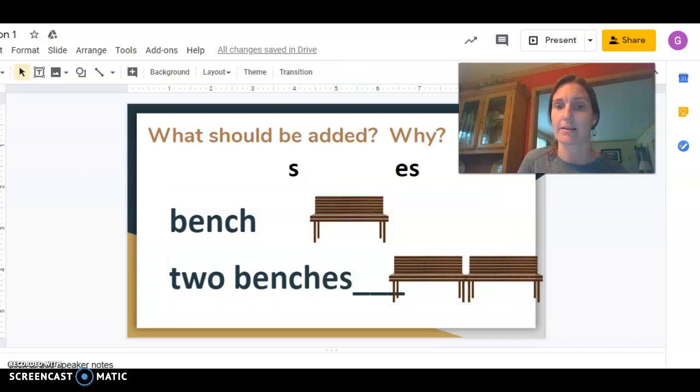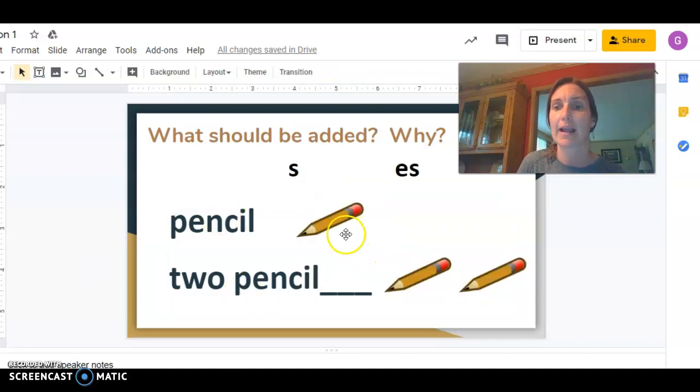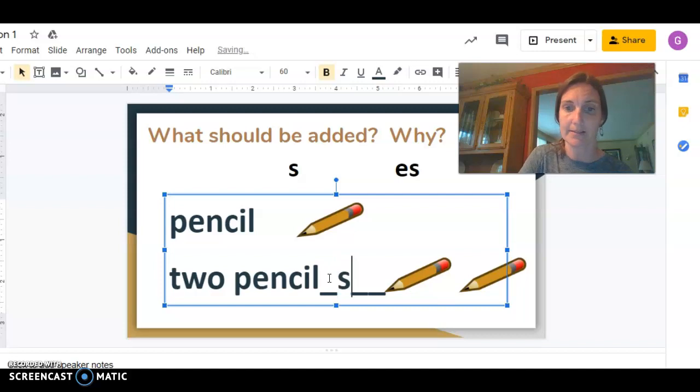Let's take a look at another one. Here I have a pencil. Now I want it to say two pencils. Which suffix do I add? We add suffix s for two pencils because pencil does not end with ch, sh, ss, tch, x, or z.